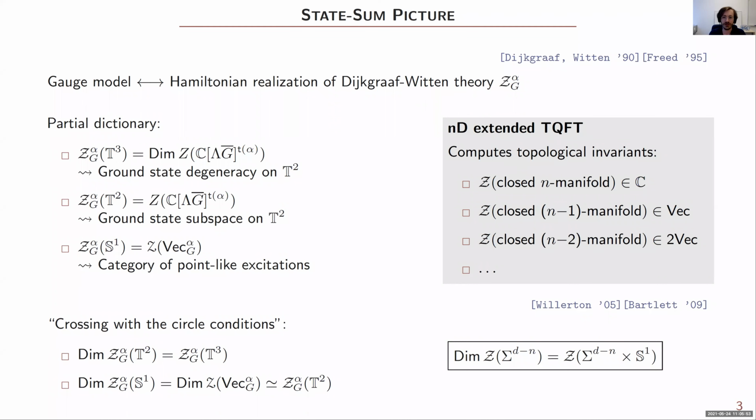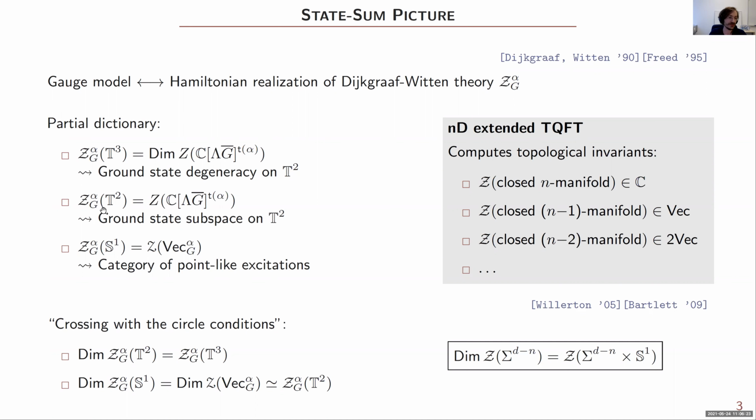If this manifold has a boundary, to this boundary it's going to assign a vector space. If this boundary has itself a boundary, then it's going to assign a category, and then higher categories, and so on and so forth. So concretely, for the 2+1D gate models, and I will start with the last item, to the circle, which is a one-dimensional manifold, the theory assigns a category, which is precisely the category that encodes the point-like excitations.